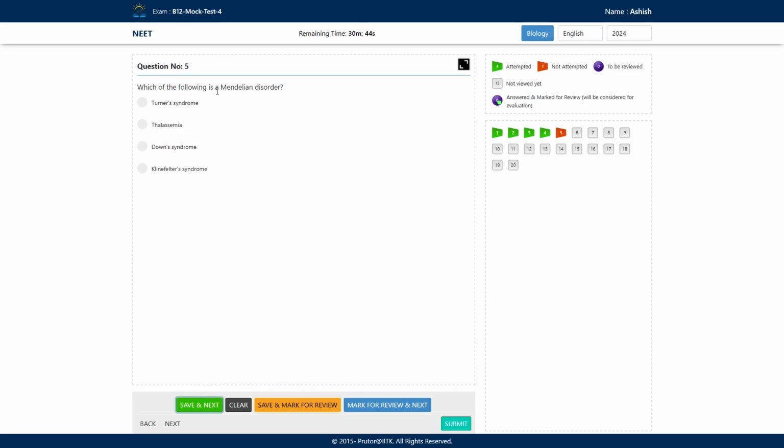Next question, which of the following is a Mendelian disorder? Genetic disorders are of two types, Mendelian disorders and chromosomal disorders. Mendelian disorders are due to mutation in a single gene. Which is a Mendelian disorder? Turner syndrome, thalassemia, Down syndrome, or Klinefelter syndrome? What is the correct answer?